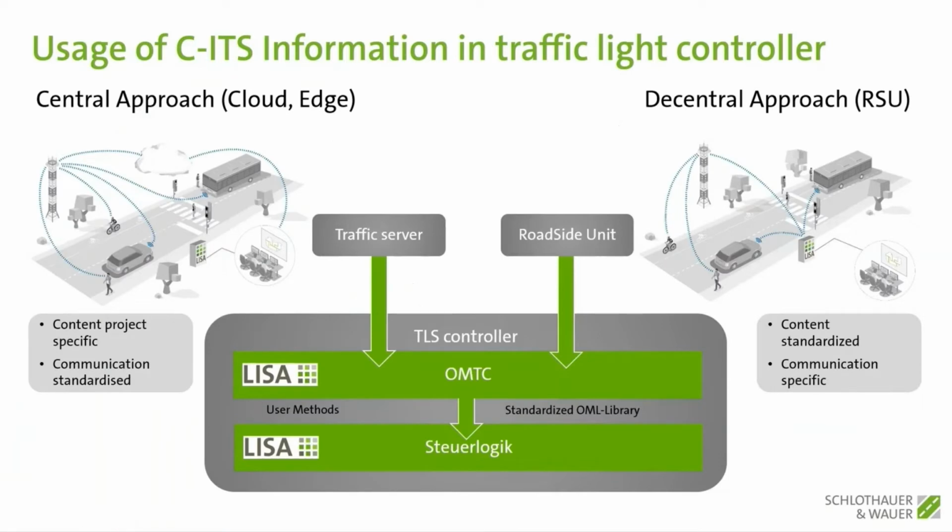How can we get C-ITS information? In Germany and the rest of the world also, there are two main approaches here. The first one is on the right side here, the decentral approach. It means that you have dedicated short range communication, in the direct surroundings of the intersection, you have message exchange between the vehicle and the traffic light, the roadside unit, sorry. It means you get the information directly here and you can interpret it here.